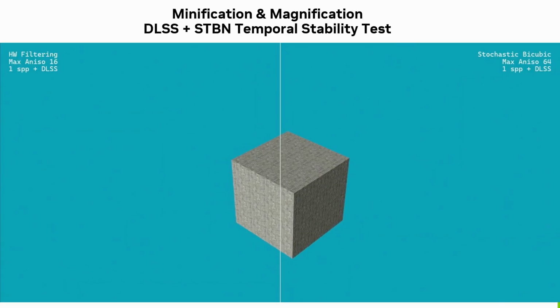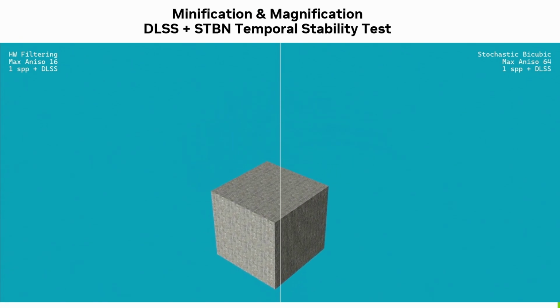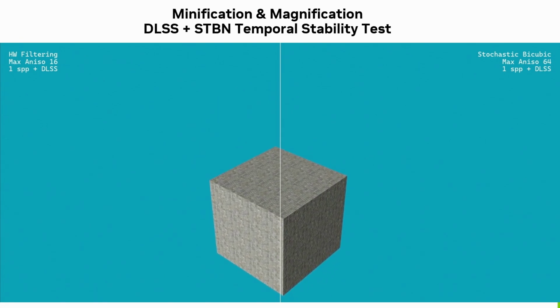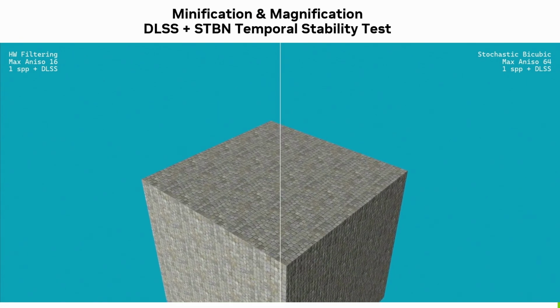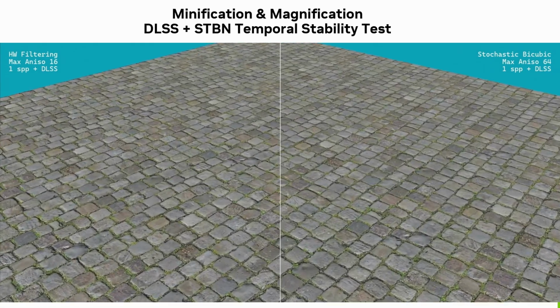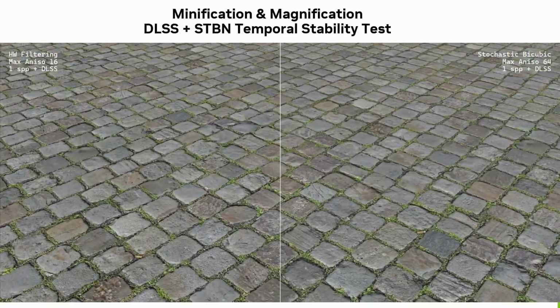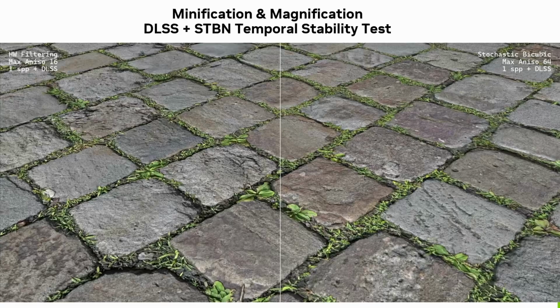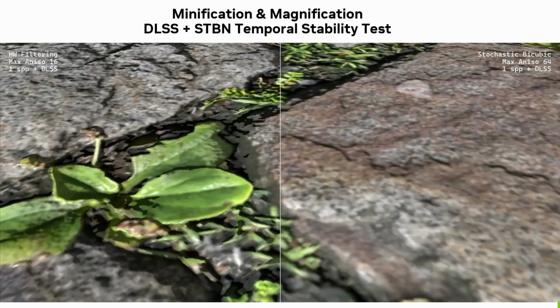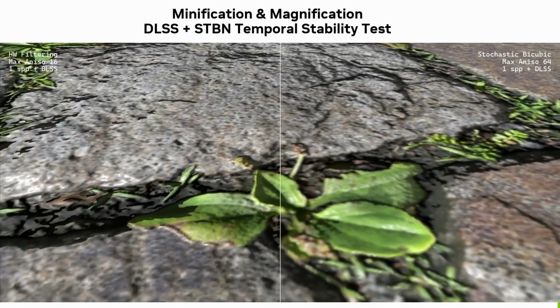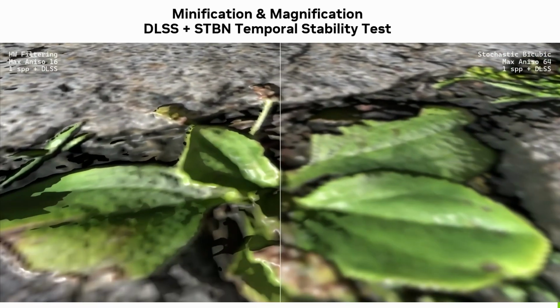And how does it work in motion with DLSS? It works, I think, very well. In this example, representative of normal type of asset, there is no ghosting, no noise, no flickering, nothing. And because we use stochastic bicubic, arguably up close with the magnification results are much more pleasant.